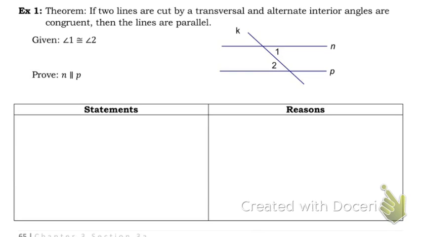All right, so we're supposed to prove this theorem: if two lines are cut by a transversal and alternate interior angles are congruent, then the lines are parallel. So we cannot use this theorem. What we want to show is that angle 1 and angle 2 are congruent and the fact that those lines are parallel. We are given that they are congruent, so our step 1 is they are congruent, because that is our given.